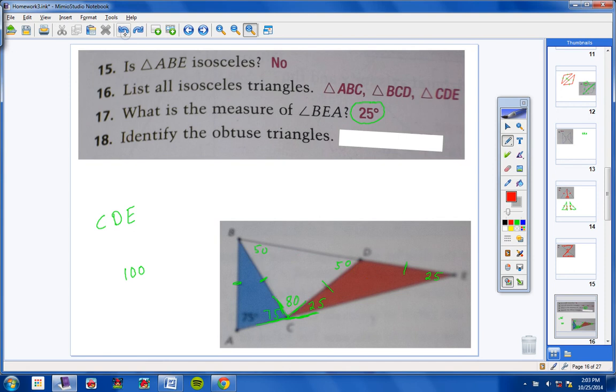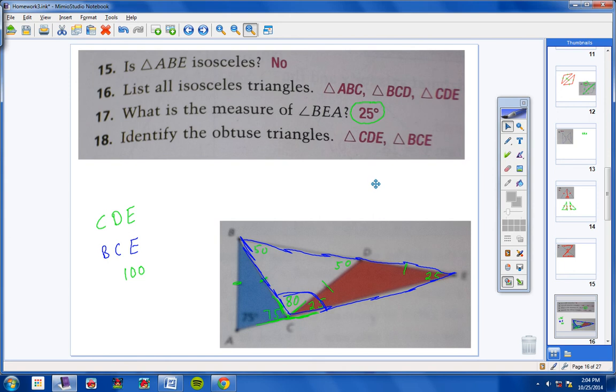Now, look at this triangle here, the triangle right here that comes down and goes over. You might not have thought of this, but it's still a triangle. Well, this angle here is 105 degrees, 80 plus 25. And so triangle BCE would also be obtuse. Okay, so there we go, students. That would be it. Hope that helped. Let's continue on.